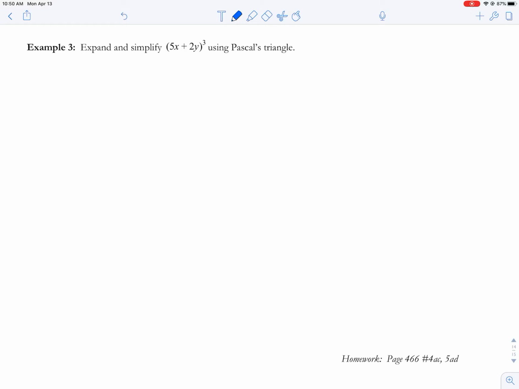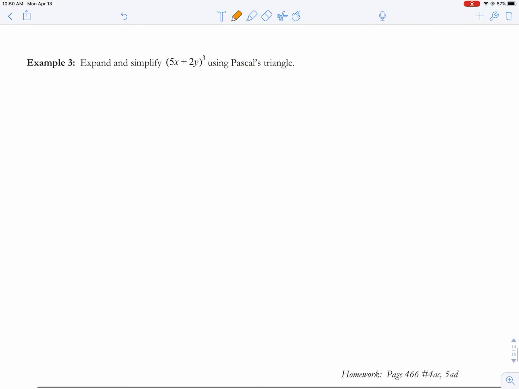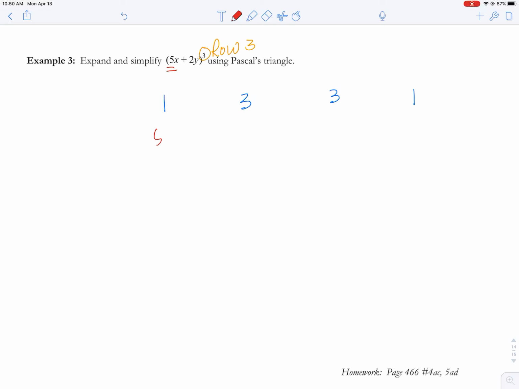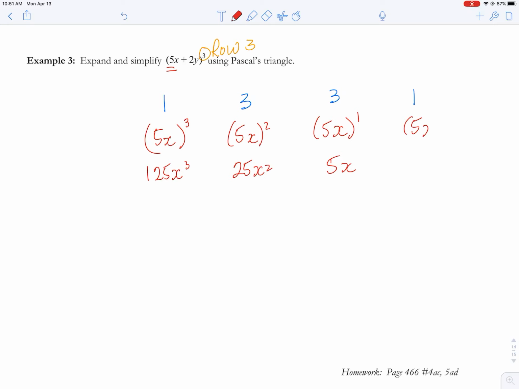And here's our last example for this lesson. Expand and simplify 5x plus 2y all to the power of 3. This means we're going to use the third row, row 3. And if I copy out the coefficients from row 3, I get 1, 3, 3, 1. Now my first term is 5x. So it's going to be 5x to the 3, which is 125x cubed, 5x to the 2, which is 25x squared, 5x to the 1, which is just 5x, and 5x to the 0, which is just 1.